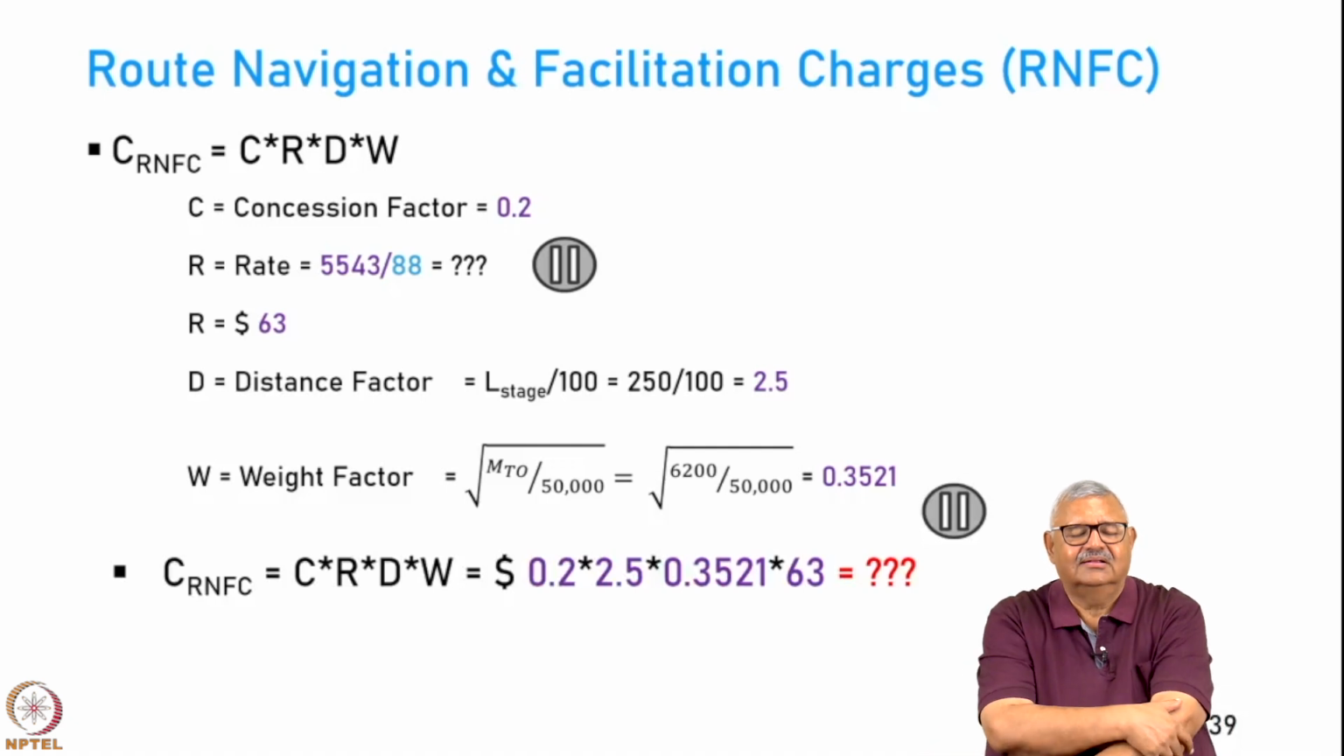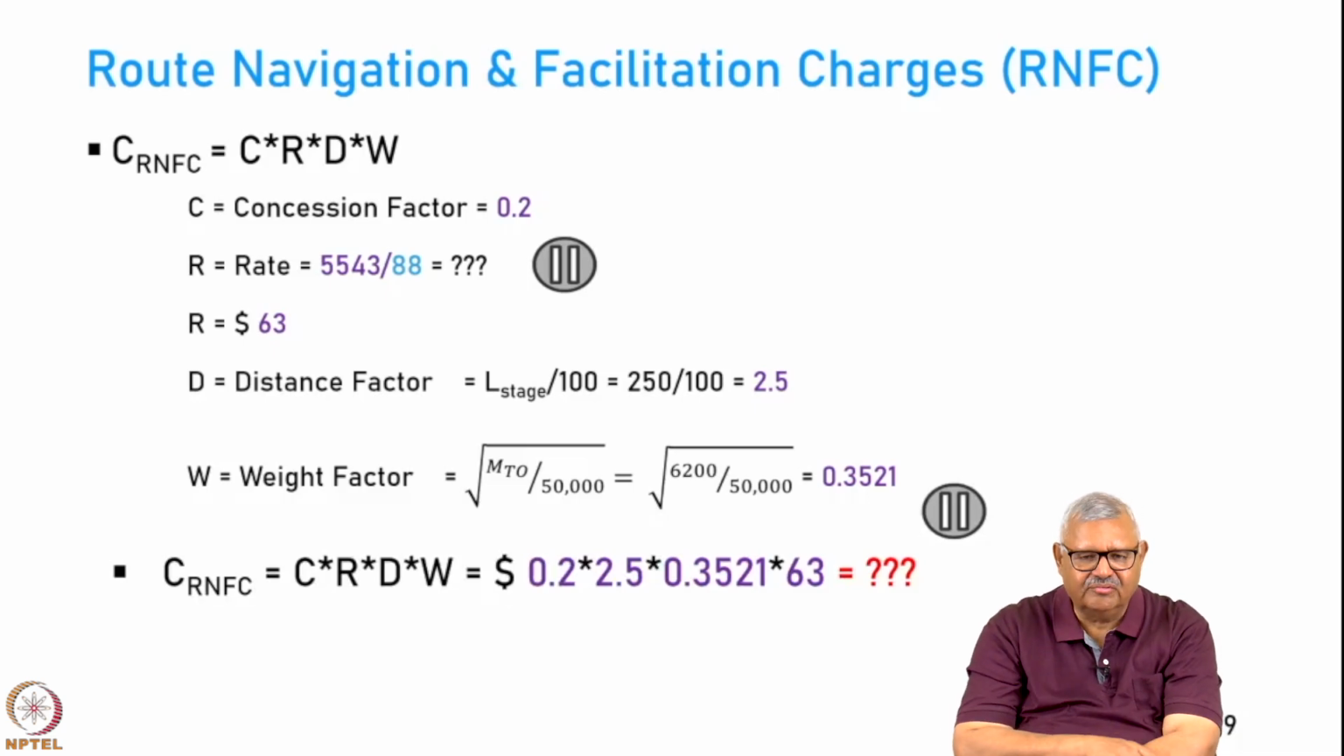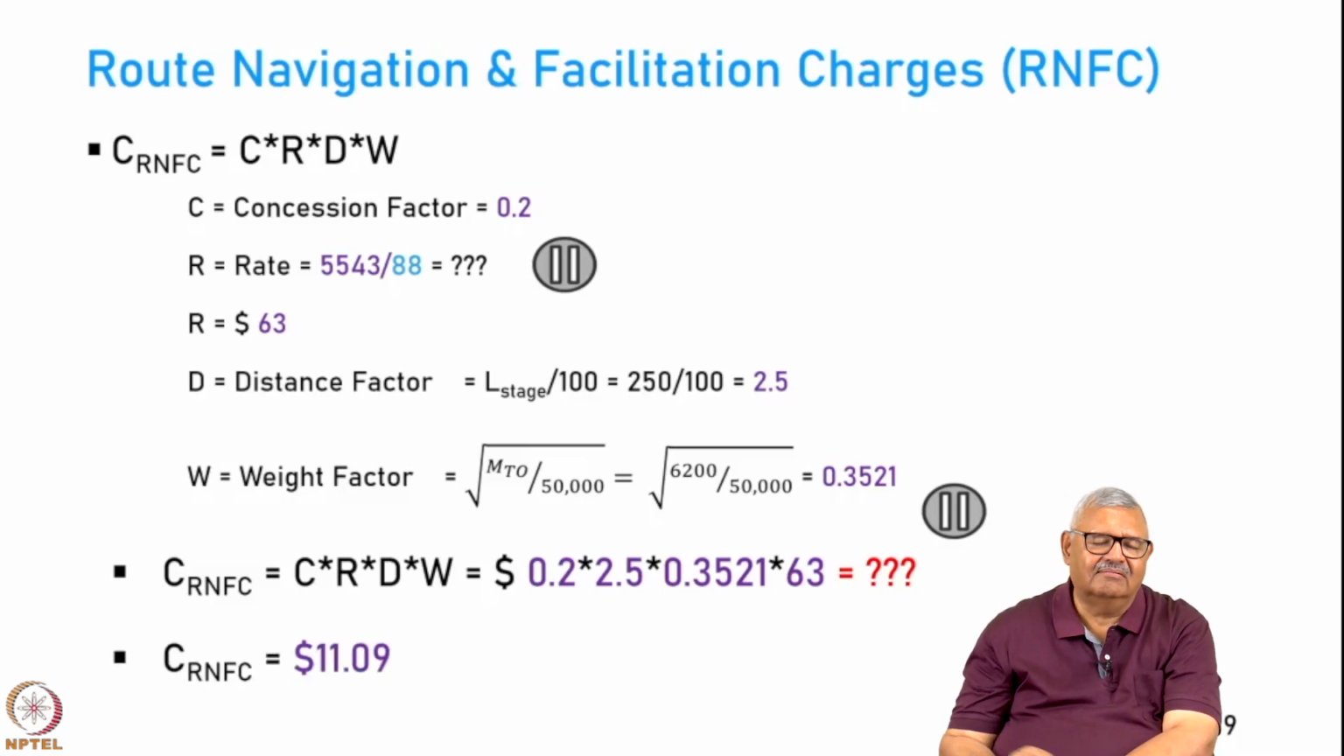So, for us the RNFC is going to be 0.2 into 2.5 into 0.3521 into 63. This is in US dollars. Please calculate that number. As per my estimates, it comes out to be 11.09 US dollars.